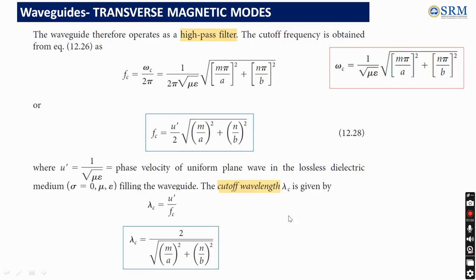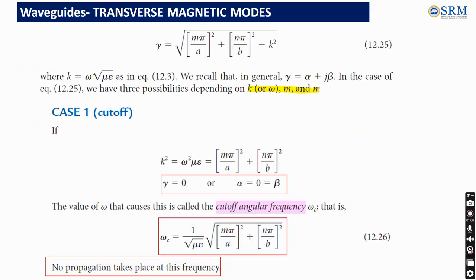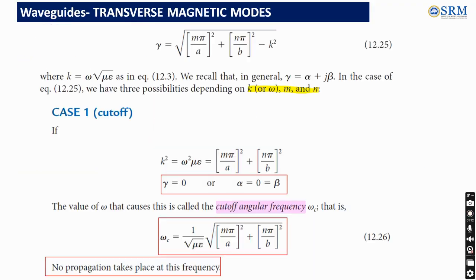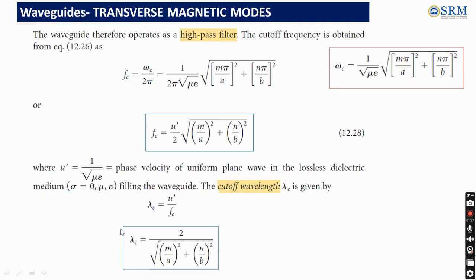So we have so far seen the three different possibilities by the values of k, m and n: cutoff, evanescent and propagation. In the first two cases there is no propagation at all. Only in the third case, where we consider k square greater than this particular term, do we have propagation, and we have defined the cutoff frequency and the cutoff wavelength.